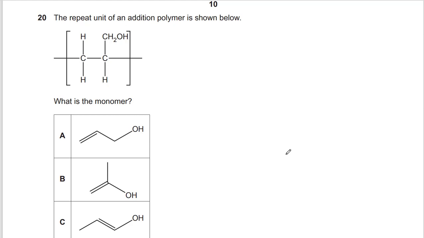Final question then on the multiple choice section. Repeat unit of an addition polymer. What is the monomer? So the easiest way to do this, it sounds really silly, but just draw out what you've got. So basically just take the repeat unit, stick a double bond back in. Get rid of these 2 bonds here that have come out and draw it. So C, double bond C. I'll keep going. CH2OH is what we've got. It's also got a hydrogen coming off of it. Hydrogen, hydrogen. That's the monomer.